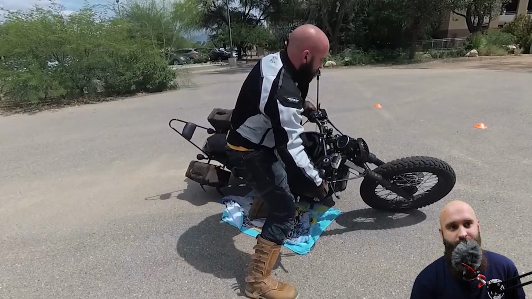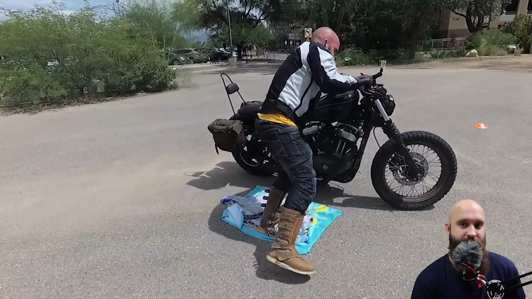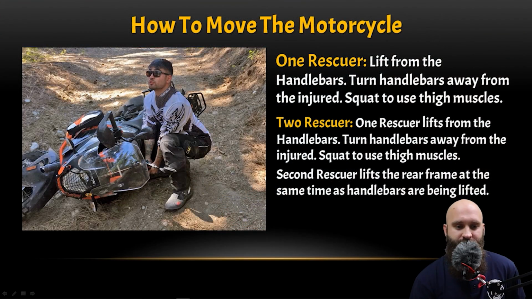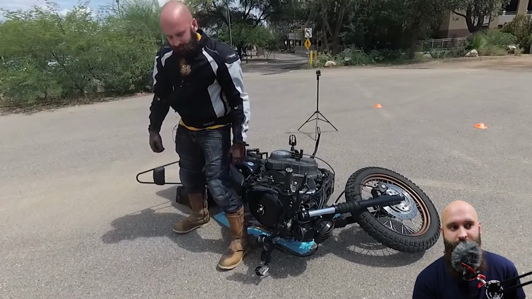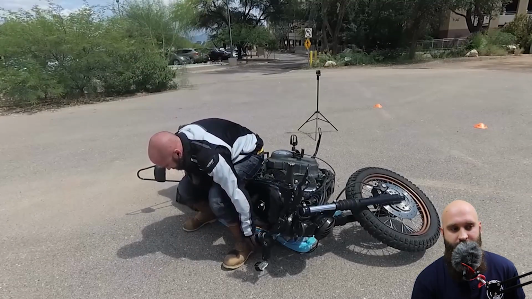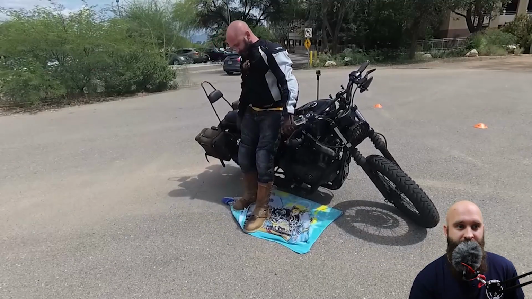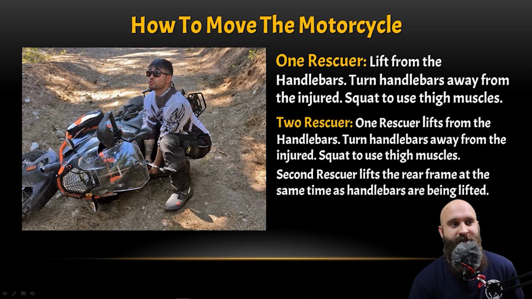So anyways, one rescuer: lift from the handlebars, turn the handlebars away from the injured, and squat and use those thigh muscles. So that's the best thing that you could possibly do. A lot of people do one type of motorcycle lift, and that is putting their back towards the seat, squatting up and walking up. Now remember, if the patient's underneath the motorcycle, you're not going to have that room to do that. So grabbing the handlebars is the best bet, so you're offset from the patient. Two rescuer method, it's the same thing. One person's at the handlebars lifting up, the other person's at the tail section lifting up at the frame.